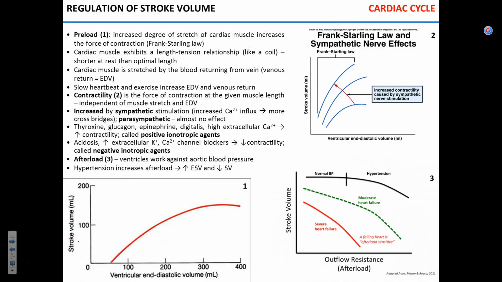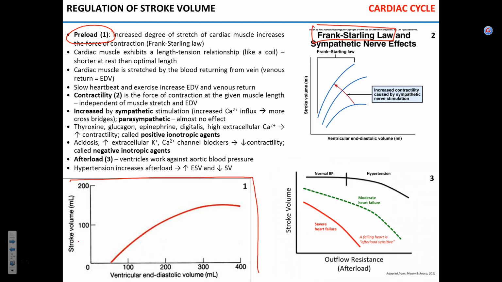Now, three main aspects that regulate stroke volume. First aspect is preload. So preload greatly depends on the venous return. So think about it for once. Preload determines how much blood will be ejected from the heart. And it follows the so-called Frank-Starling law. Okay?